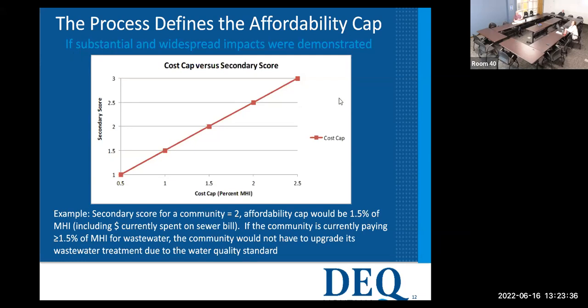In this particular example, let's say we have a community who went through this process. They had substantial and widespread impacts demonstrated, and they got a secondary score of 2. That's there on that vertical axis. The affordability cap, as you can read across there, would be held to no higher than 1.5% of the median household income, including the amount currently being spent on the sewer bill. Now, if the community is currently paying greater than 1.5% of median household income for wastewater, they're done. The community would not have to upgrade its wastewater treatment due to the water quality standard. They would maintain their treatment at the current level under the variance going forward into the future.